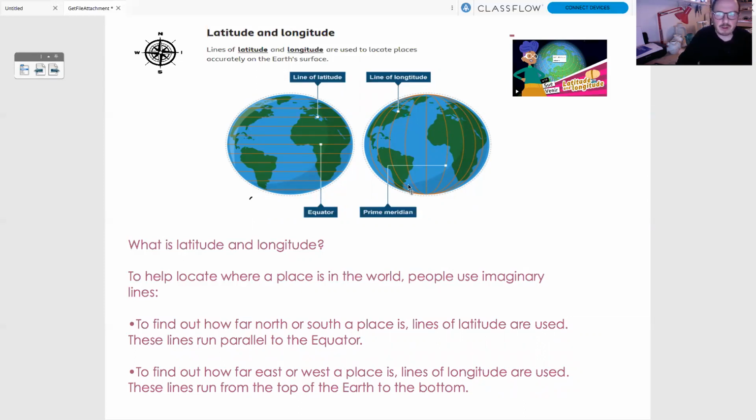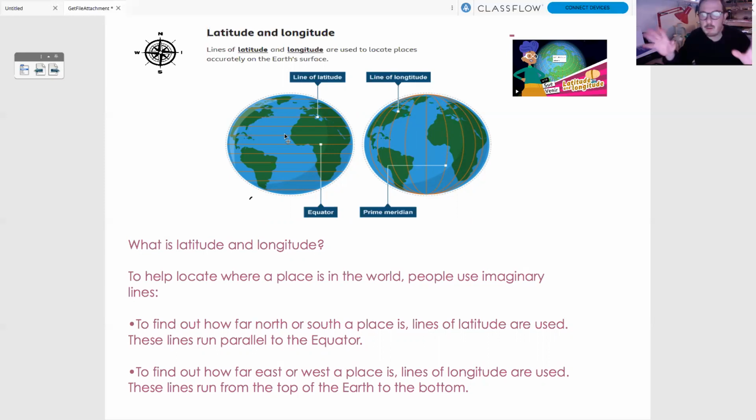Now, to find how far east or west some place is, we've got the lines of longitude, which are those long lines that go from the north to the south of the planet. There we go, you can see them on the right-hand side here as well. So lines of latitude go side to side, and the lines of longitude go up and down, okay?